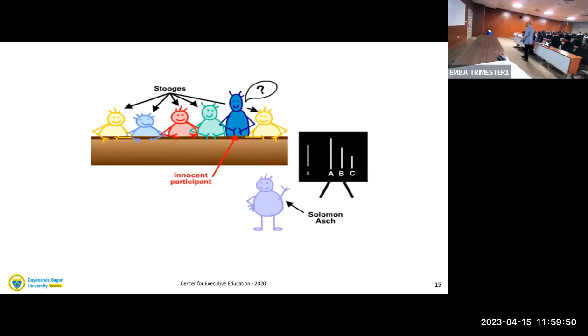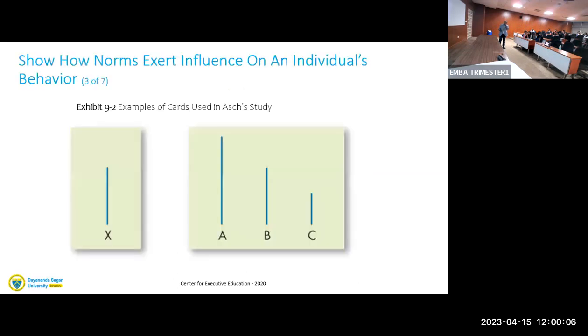So Asch's experiment was very revealing of how groups actually function. And these are deeply psychological events that have been well researched. Yeah, so you get the general idea.